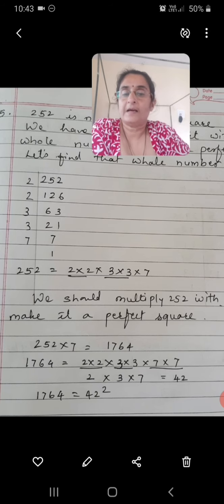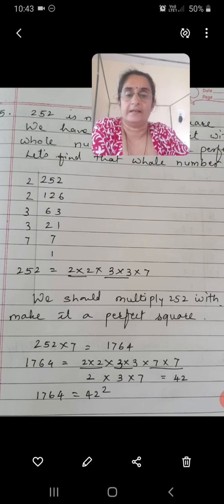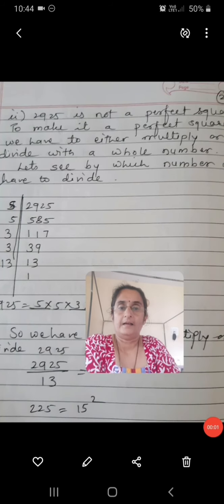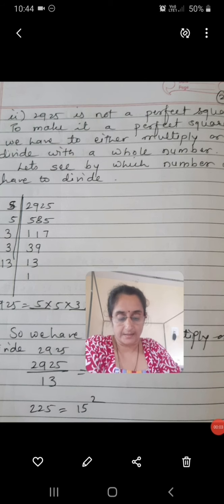Now if I multiply, what will I get? 1764. Now 1764, if I make the prime factorization, what will I get? 2 into 2, 3 into 3 and 7 into 7. So I got all the pairs 2, 3 and 7, that is 42, and the square root of 1764 is 42. Understood? So here 7 was missing, so we have to multiply with 7 to get the perfect square. Now let us go to the next question, children.